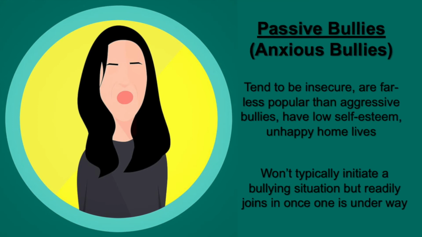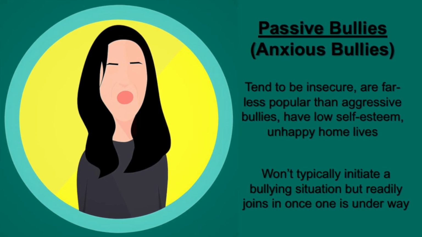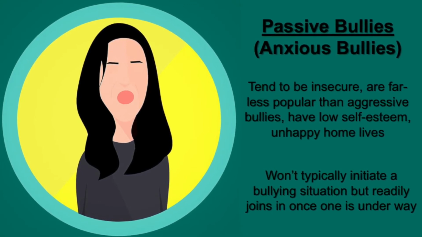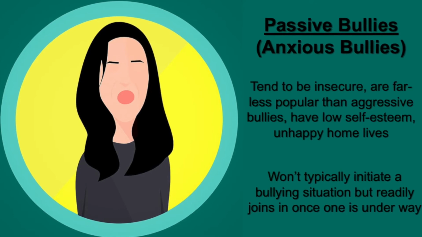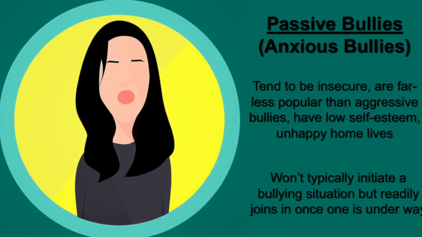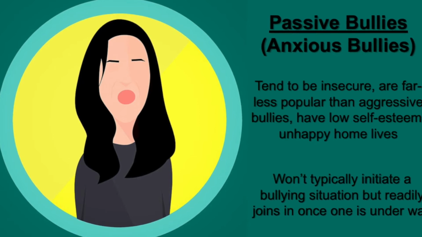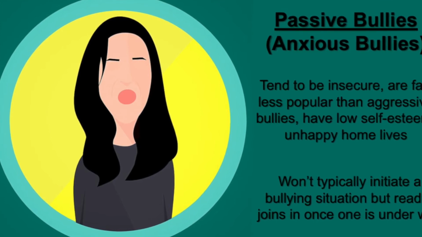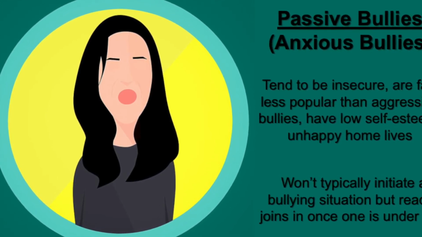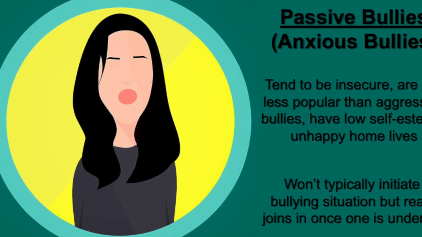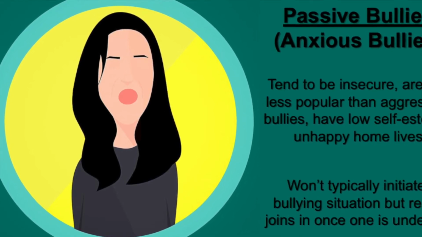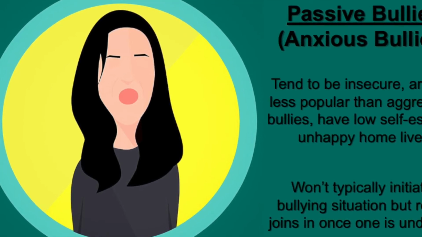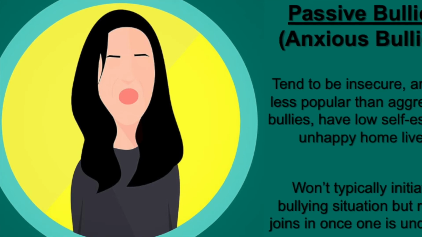Passive bullies or anxious bullies tend to be insecure, far less popular than aggressive bullies, have low self-esteem, and unhappy home lives. They won't typically initiate bullying situations but readily join in once one is underway. They appear to have difficulties concentrating and focusing their attention at school, as well as violent outbursts or temper tantrums that lead to problems with their peers. Once a bullying incident begins, passive bullies become enthusiastic participants. Passive bullies are very quick to align themselves with and display intense loyalty to the more powerful aggressive bullies.